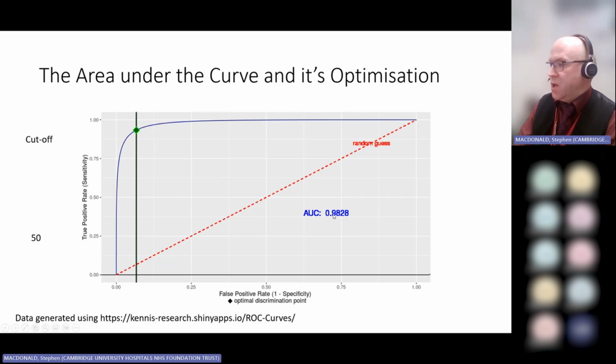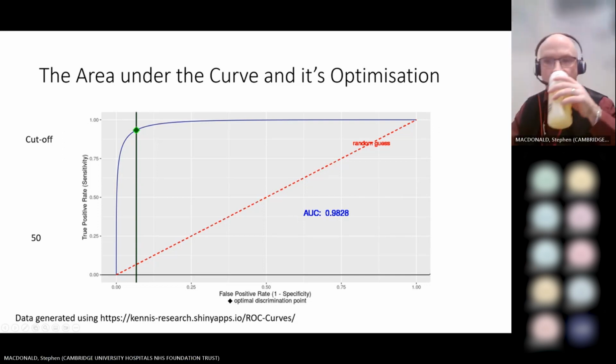So the AUC here is 0.9828. That metric will be out of 1. That is very, very high. That is good.